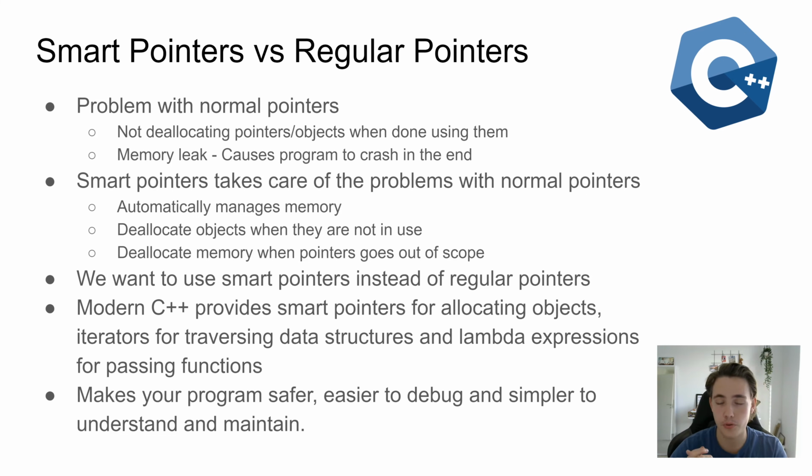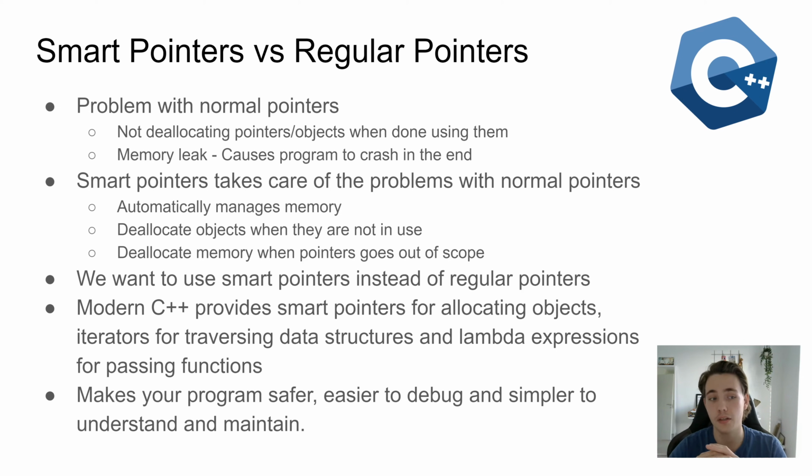So we have these smart pointers versus the regular pointers, as we talked about in previous videos, where we just have some pointer pointing to a memory address in our computer's memory. But there were some problems with the normal pointers that we had to take care of in our program ourselves. One of the problems was that they don't deallocate when we're done using them. In the end, that will cause memory leaks if we don't deallocate our pointers or objects in the right way, or when we're done using them.